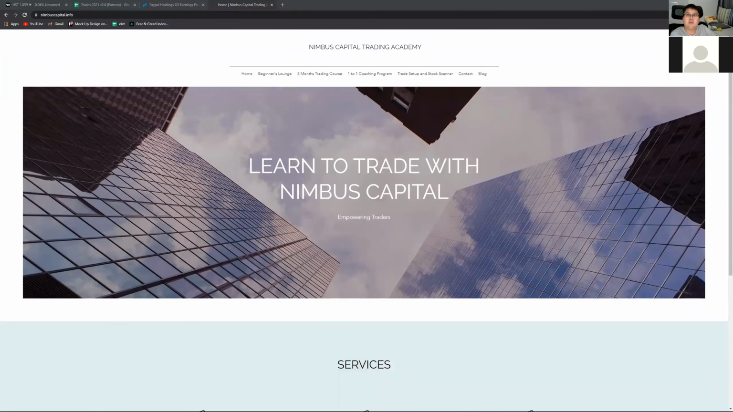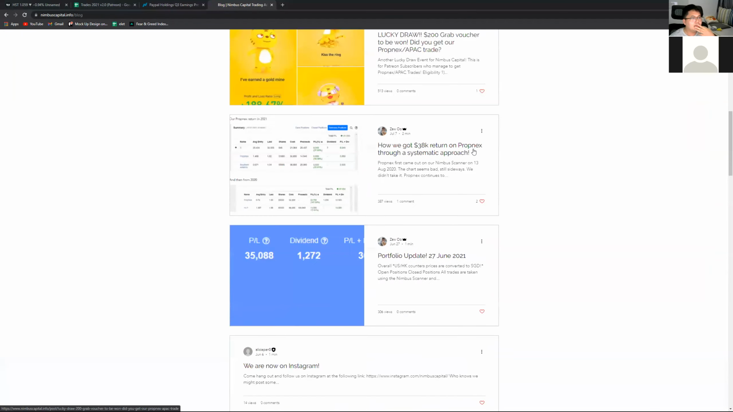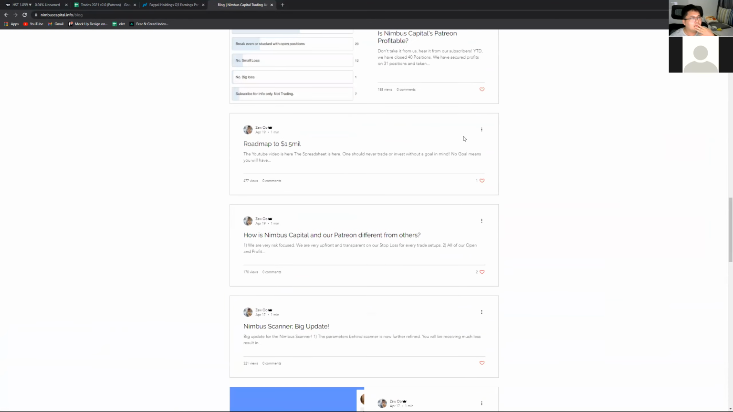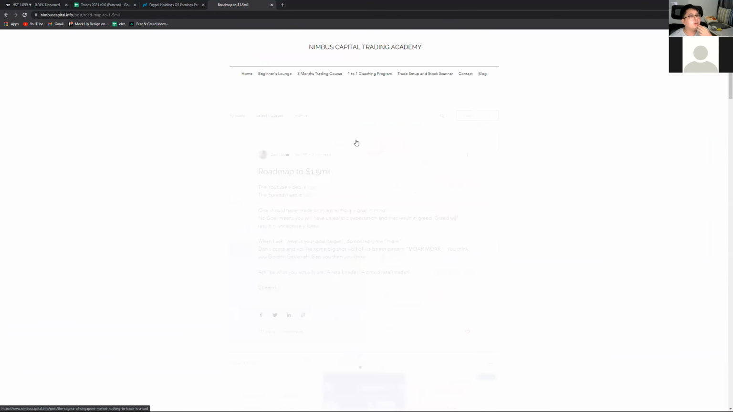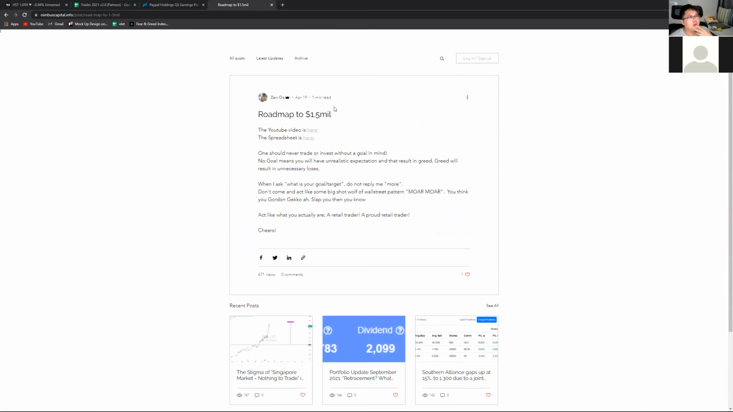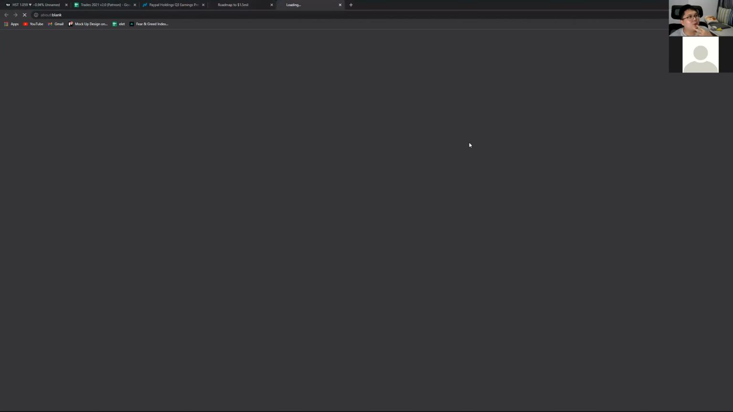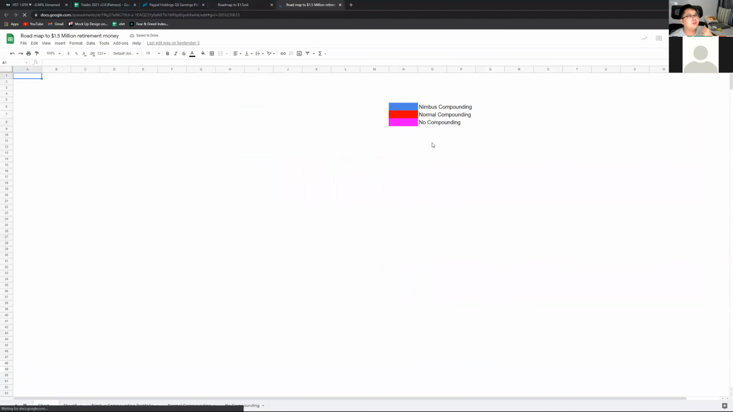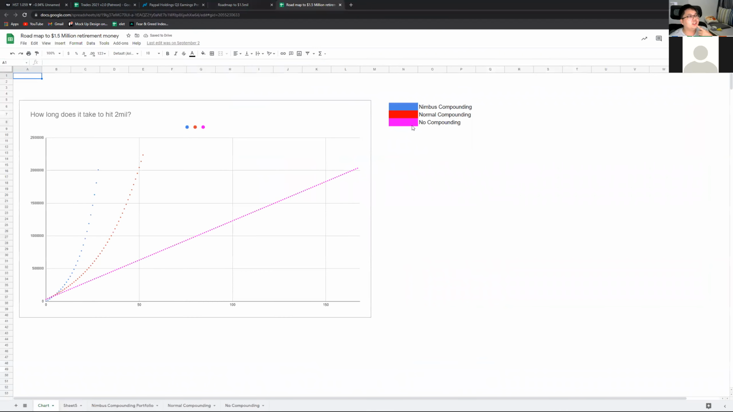Compound? Is it compound? Wait, maybe it's here. This one. Roadmap to 1.5 mil. Yeah, go and read this. Roadmap to 1.5 mil. So this is actually the spreadsheet.